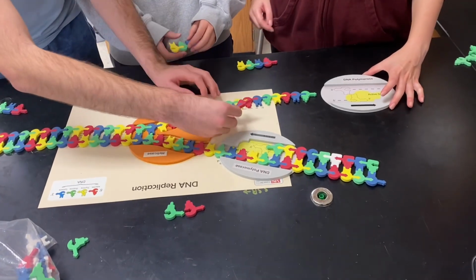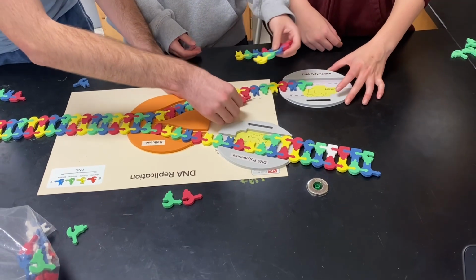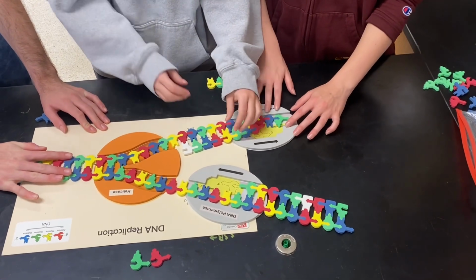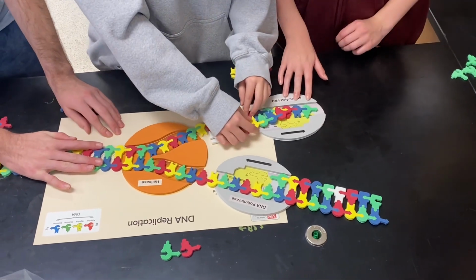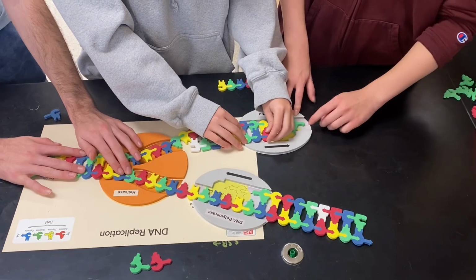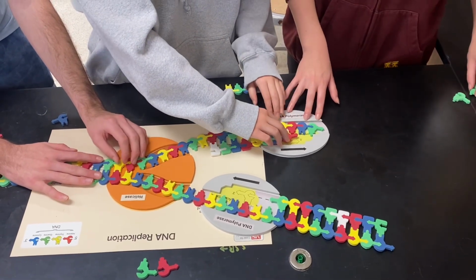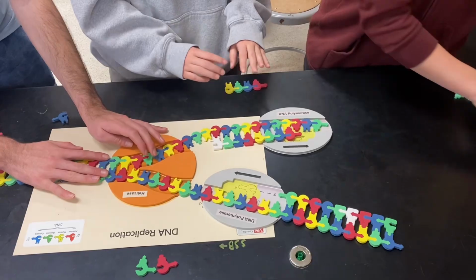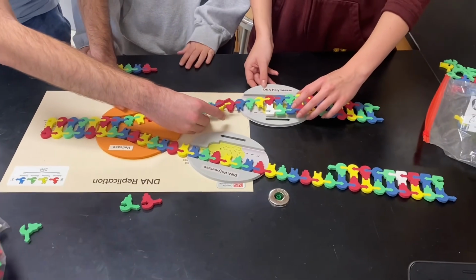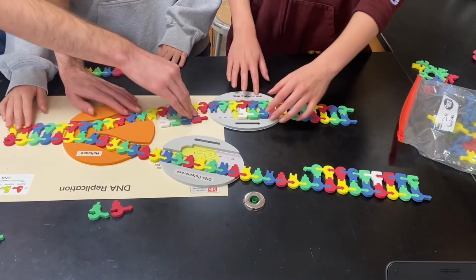In the other strand, DNA polymerase III synthesizes by stopping and going. Since it can only synthesize in the 5' to 3' direction, but the strand opens in the 3' to 5' direction, DNA polymerase III adds bases, stops, and waits for primase to lay more RNA bases, and then continues adding bases in the newly opened area of the bubble. This creates discontinuous fragments of DNA called Okazaki fragments. This strand is called the lagging strand.